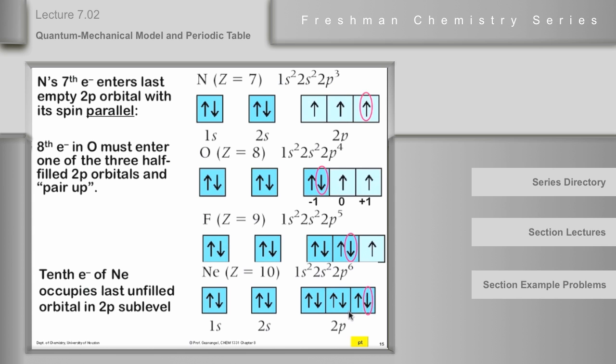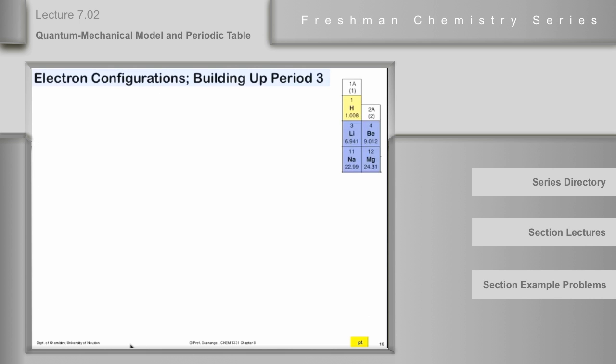Filled shells are wonderful. Filled subshells are almost as good. So we need to keep that in mind when we start comparing the stability of electron configuration. That's a very stable one. Okay, so if we're going to build up electron configurations, we can do so starting now with the next atom after neon.